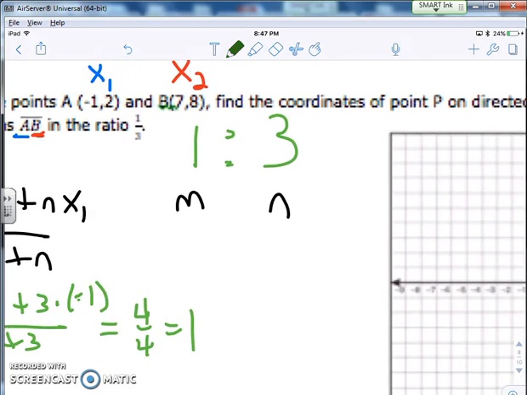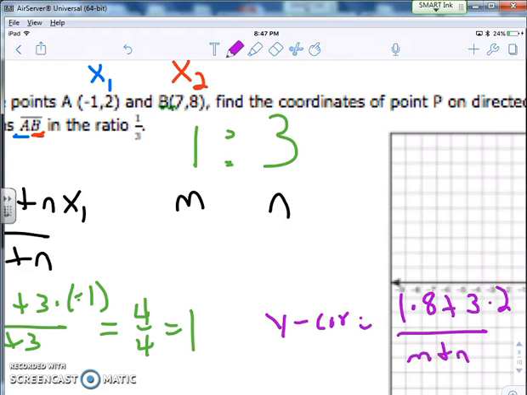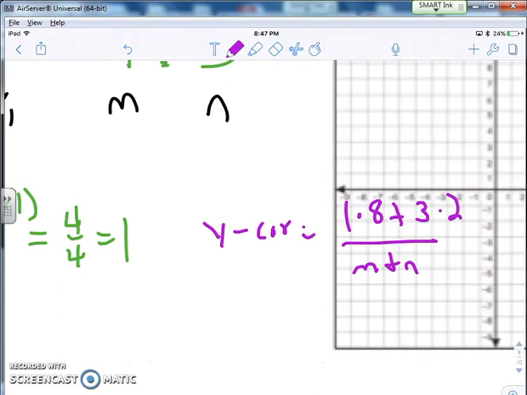The y-coordinate is going to be similar. So the y-coordinate is m times y2, which is 8. Sorry, we should write what m is. M is 1. Plus n, which is 3, times y1, which is 2, all over m plus n. So I've got 8 plus 6, which is 14, all over 4. 7 halves, or 3.5.